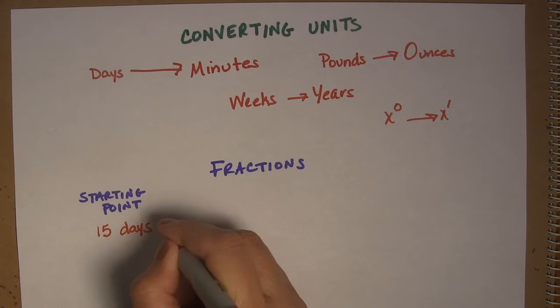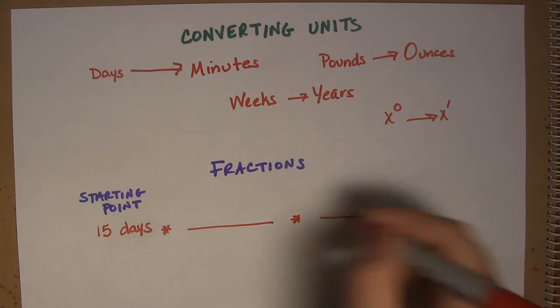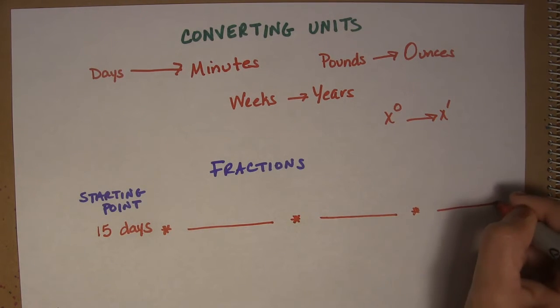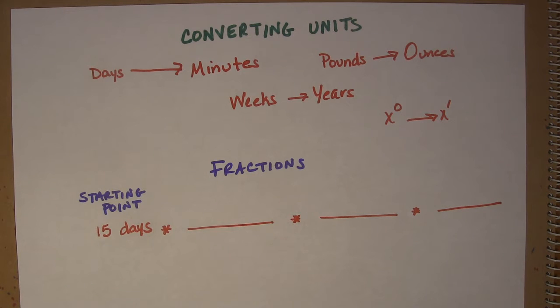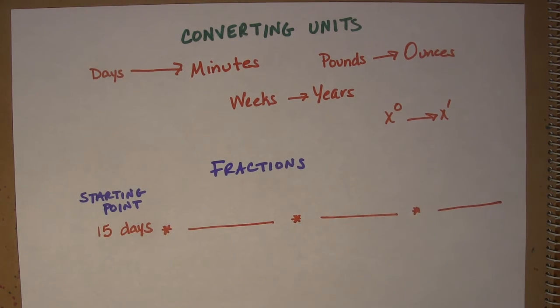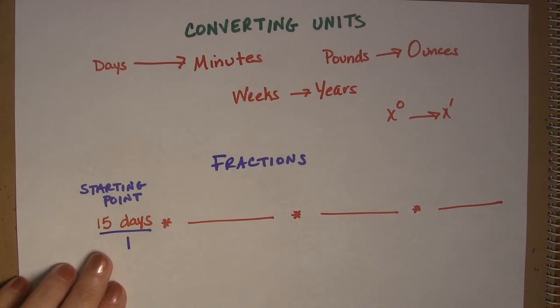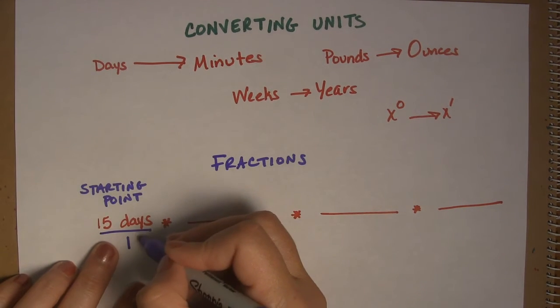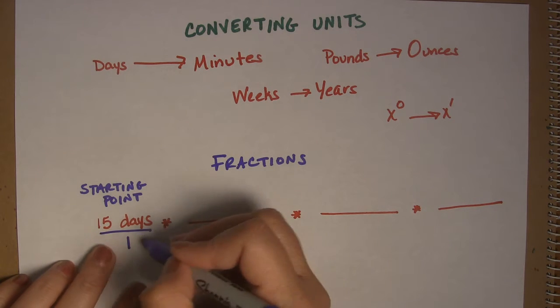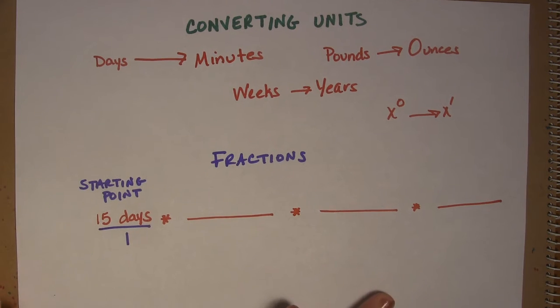Then we are going to multiply that by a series of fractions, however many we need. I'll draw 3. Maybe we'll use them all. Maybe we'll need more. I don't know. But you're going to have this series of fractions, and you're going to slowly convert days into whatever it is that you're looking for. So here's what's nice about this: I put my starting point over 1 just so that I can have fractions all the way across because I like to be neat and orderly.